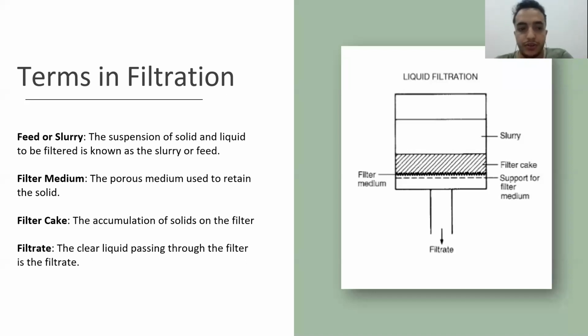Terms to know about the filtration, starting with the slurry. The slurry is the feed, whether it's pure liquid with a little bit of solids or a mixture of both. The second one is the filter medium, which is the porous medium that we use to separate or capture the solids. The third one is the filter cake, which is the accumulated solids on the filter. And the last one is the filtrate, that is the liquid that passes through the filtration medium.